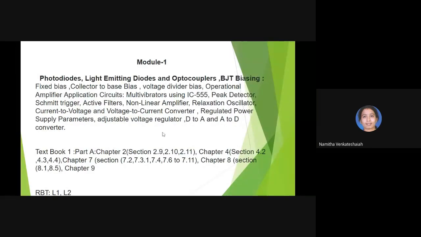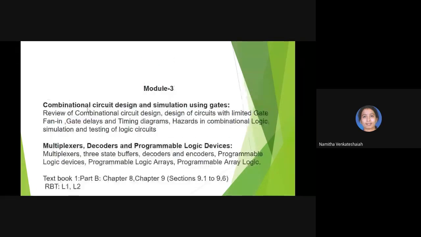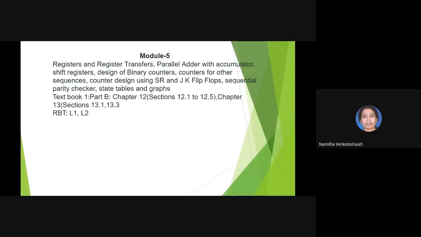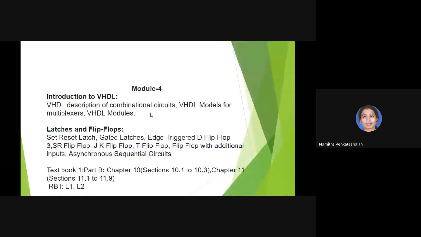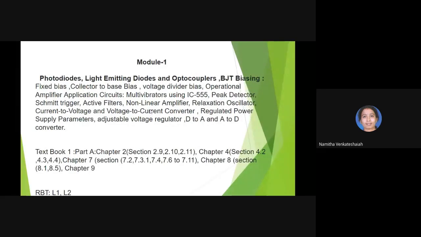And as I said, there are 5 modules. In the first module, analog circuits are covered. And in the remaining 4 modules, module 2, module 3, module 4 and module 5, digital electronics is covered. So we will start with module 2. Okay. And after completing the digital electronics part, we will come to module 1.